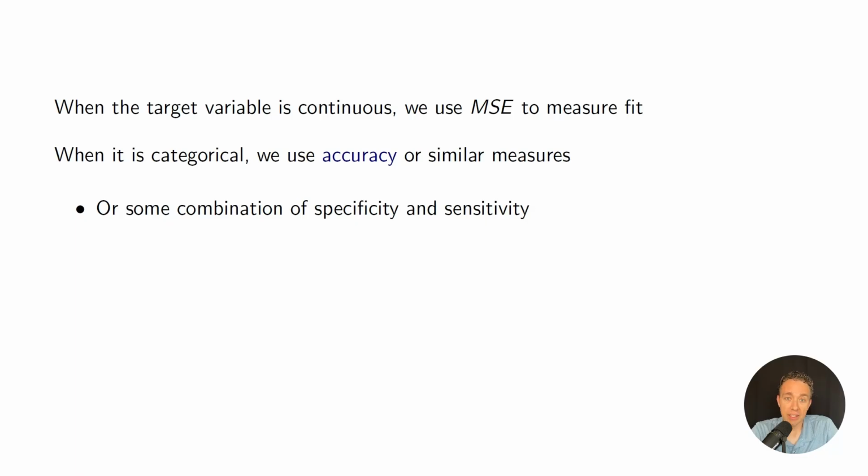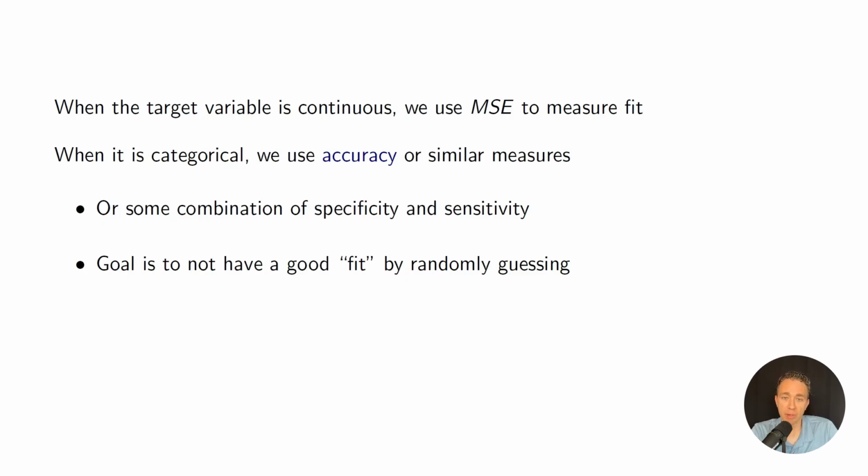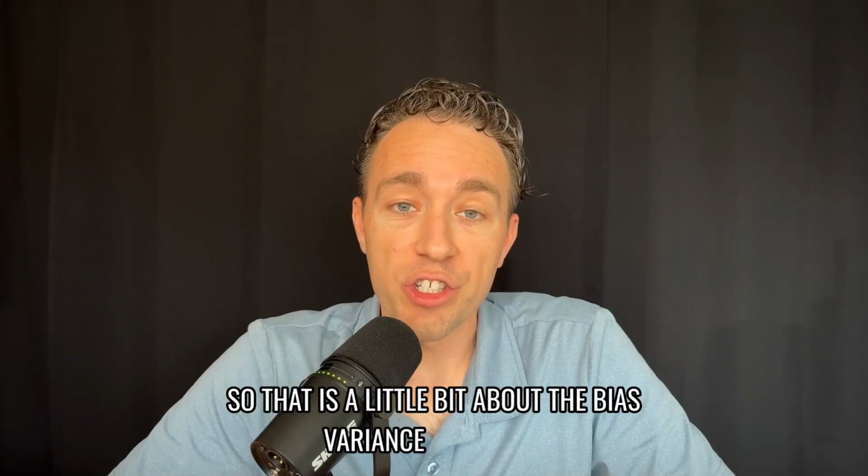So basically the idea is that we want to trade off. We want to come up with a metric that appropriately accounts for both type 1 and type 2 errors in the classification. So we want to severely penalize random guessing as a way to get the fit of the model to be good. And so we change our metric so that random guessing is not going to be a good rule to adopt. So that is a little bit about the bias-variance trade-off.